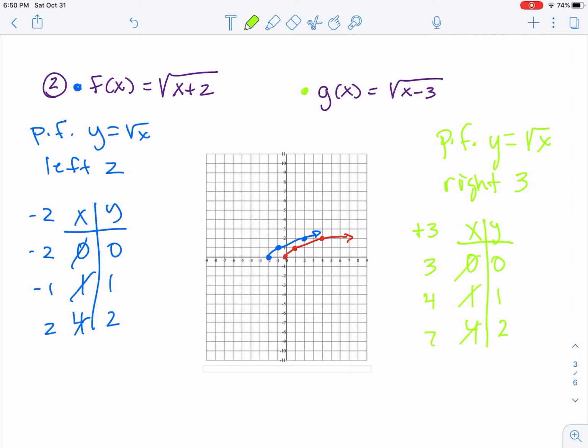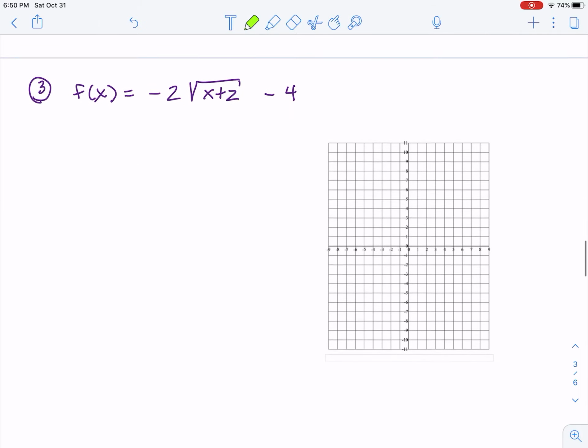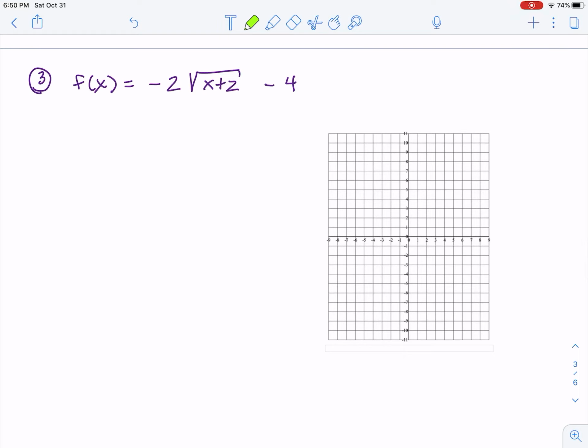So if I take the red graph and I move it right 3, I get 3, 0. If I move 1, 1, right 3, I get 4, 1. If I move 4, 2, right 3, I get 7, 2. And there is my new graph. Okay. So let's put all of this together here.